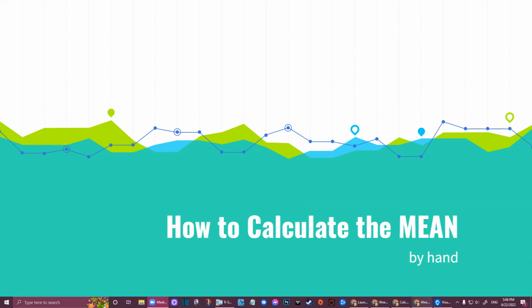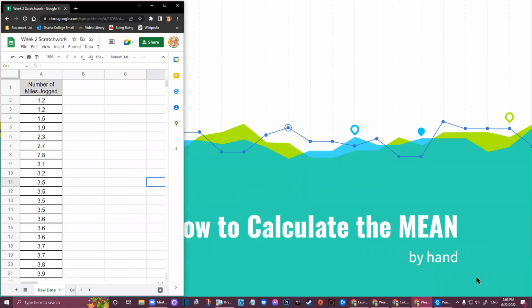So let's go ahead and pull up some raw data and a sheet of paper so we can work together. You can see here that we have a list of raw data, the number of miles jogged per day by a certain individual. And you can see we have 20 data points.